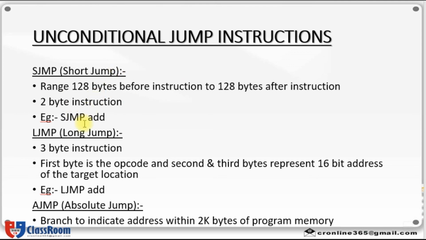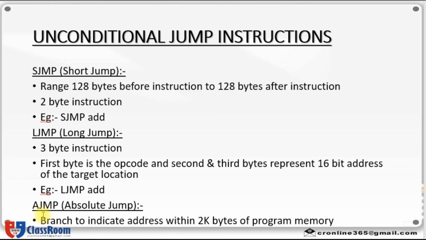For example, SJMP address. Then the second one is long jump. Long jump uses the syntax LJMP. It is a 3-byte instruction. The first byte is the opcode, and the second and third bytes represent the 16-bit address of the target location. For example, you can denote it as LJMP, an address location.